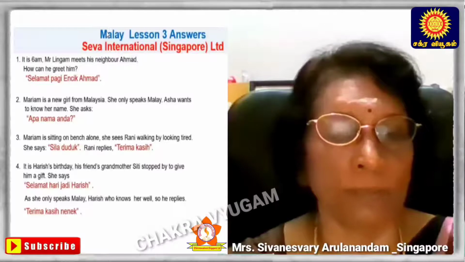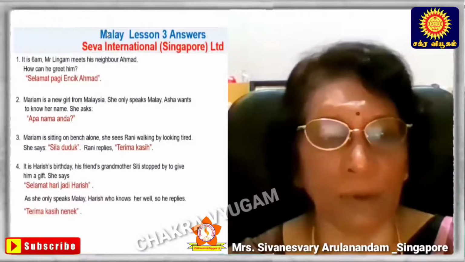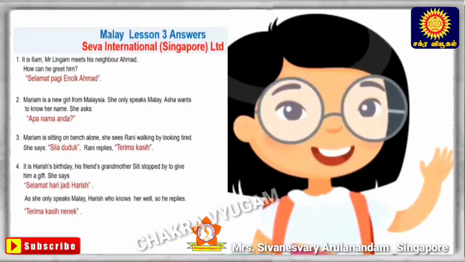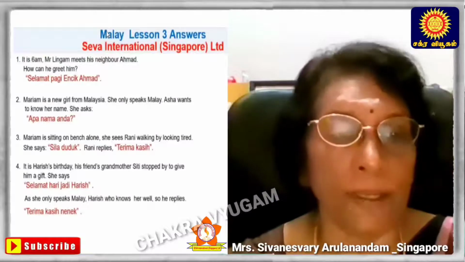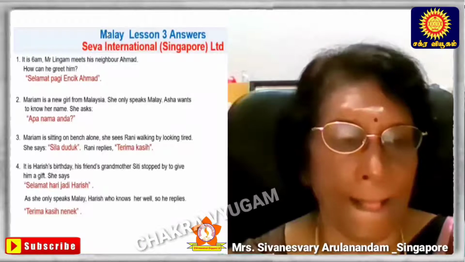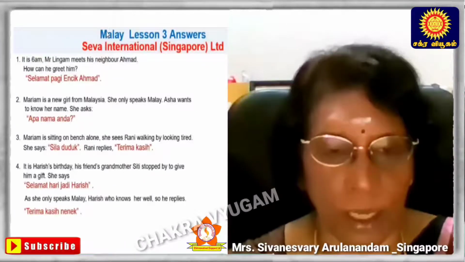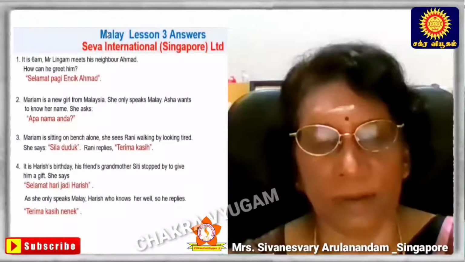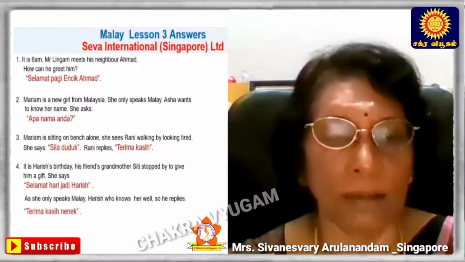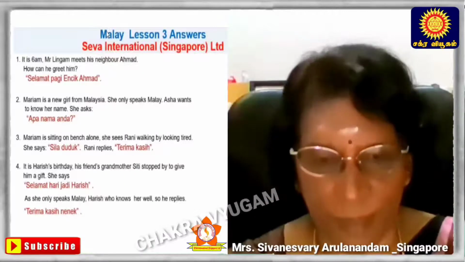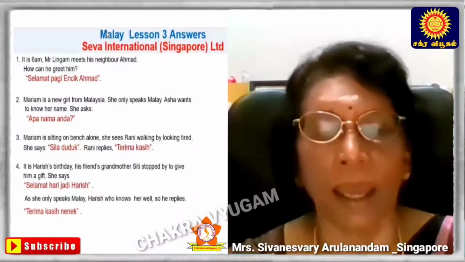Next, Mariam is a new girl from Malaysia. She only speaks Malay. Asha wants to know her name. She asks, Apa nama anda? Yeah, that's a very polite way of asking. So, apa nama anda? What is your name? All right, next. Mariam is sitting on a bench alone, and she sees Rani walking by looking tired. Now she says, of course, please sit. So that means Sila duduk. And Rani replies, Terima kasih, thank you. All right, so please sit and thank you.